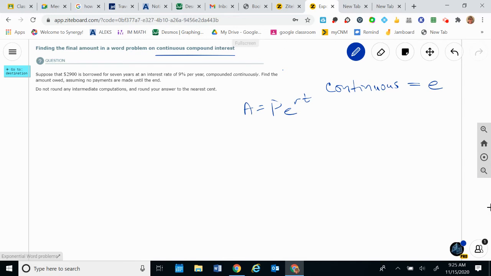That's it. That's the PERT formula. A is equal to PERT. Do you see how it spells the word PERT? A is equal to P times E to the RT. Basically, the exponential formula again, P is still the principal, A is still the amount, E is now your base, okay?